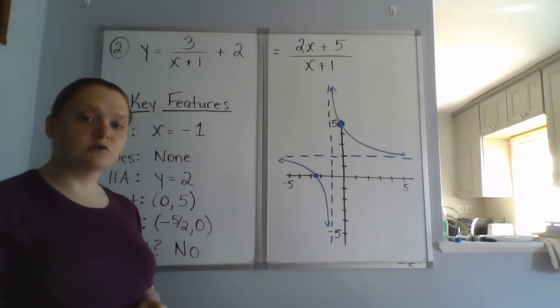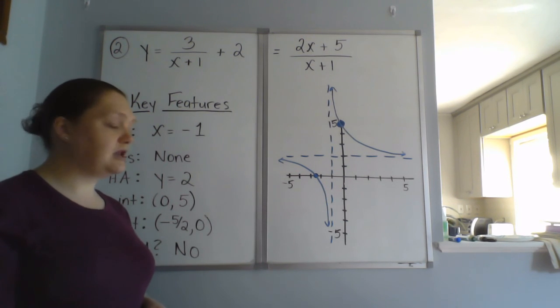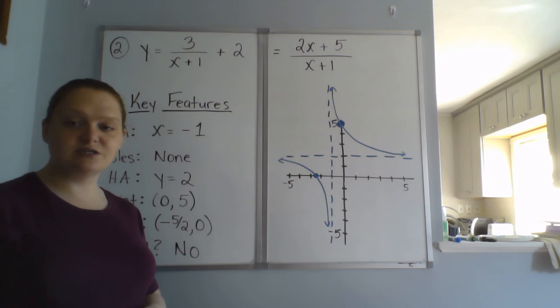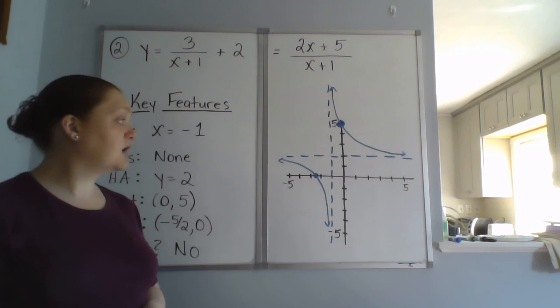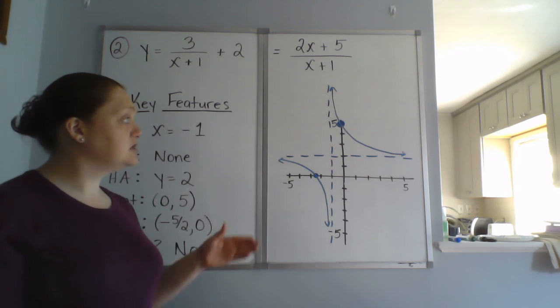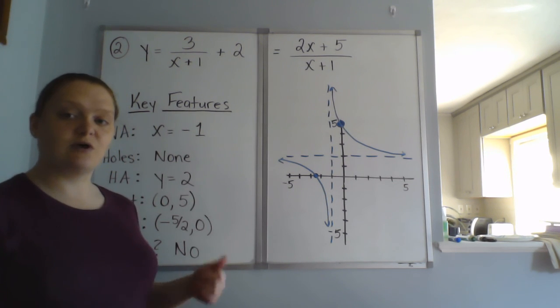And again, if you're not sure where the branches belong, you're always welcome to plug in extra x values to the original function to see if you get points that match up with what you were thinking. Okay? So when in doubt, plug and chug and get some extra corner points. But that's how I graph problem number 2.